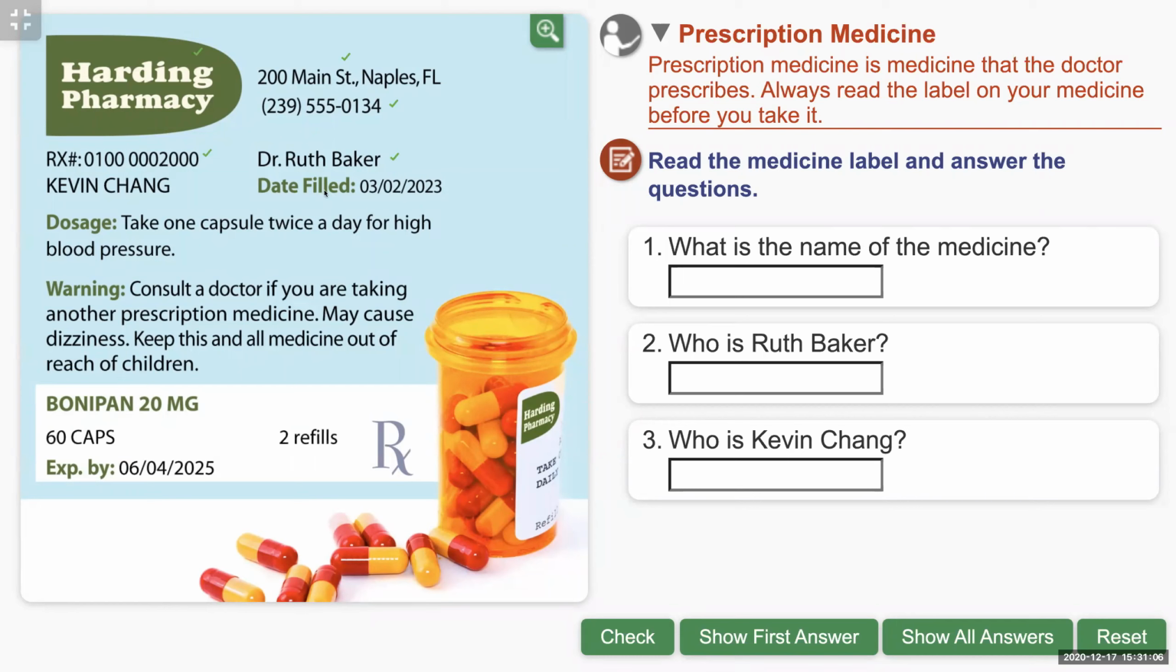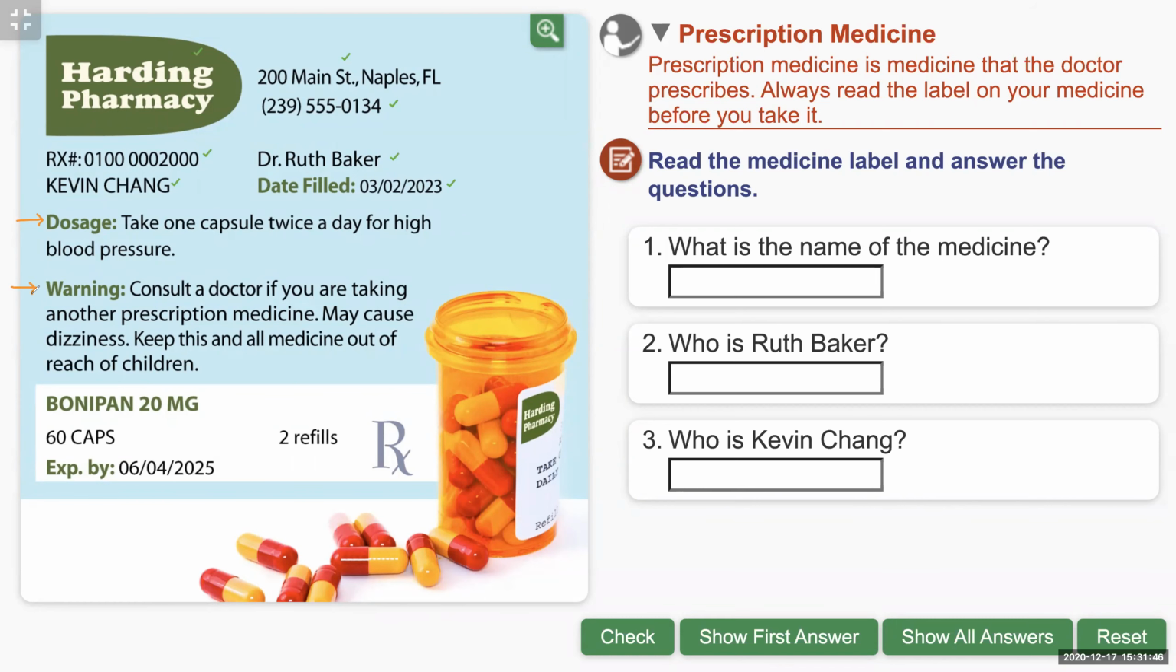We have the date filled, 03/02/2023, or we can say March 2nd, 2023. We know the person who got this, Kevin Chang. I want you to remember he's a patient. He's the patient, the person who is getting the prescription. Okay, I'm going to give you a few seconds to read dosage and to read warning. So if you want to put the video on pause, put the video on pause. And when you're ready to press play, press play.